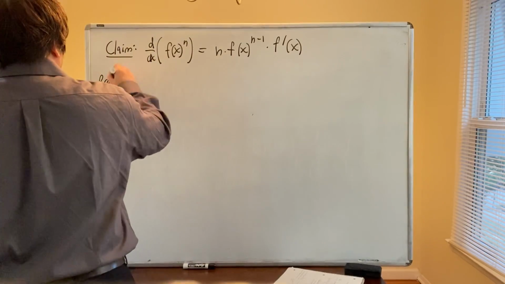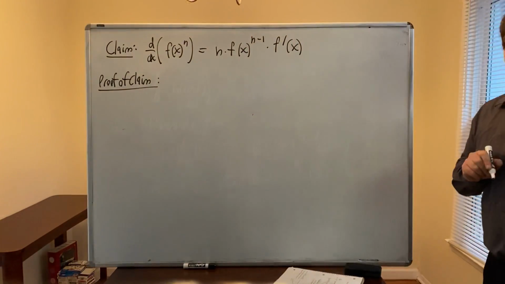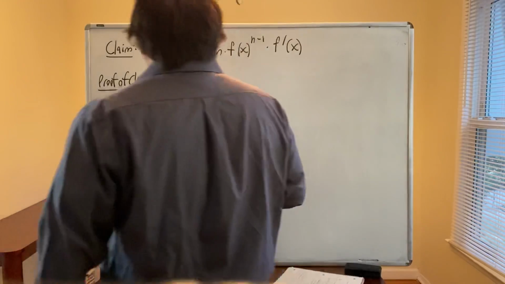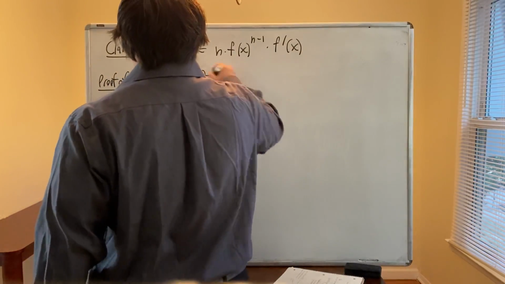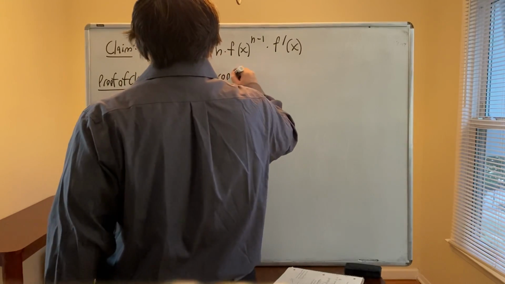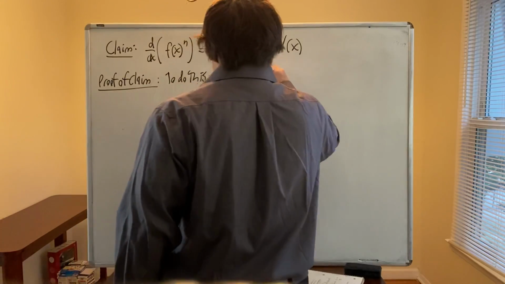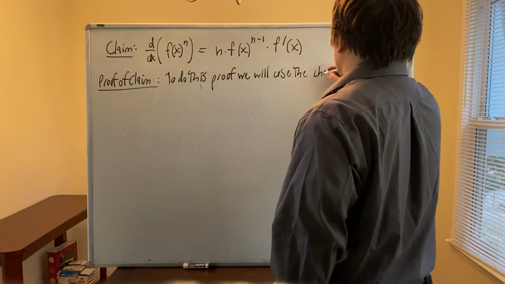Proof of claim. This would be a part of the mathematical proof, proving that claim. And to do this proof, we will use the chain rule.